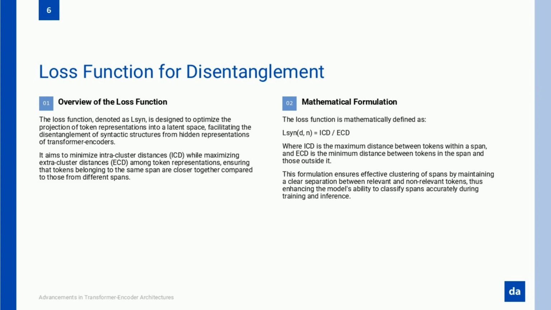At first glance, it's just a formula, but breaking it down reveals the brilliance behind it. ICD stands for intracluster distance, which is the maximum distance between tokens within the same span. The goal here is to minimize it, ensuring that tokens belonging to the same cluster are as close together as possible. ECD, on the other hand, is the extra-cluster distance, the minimum distance between tokens in a span and those outside it. The goal here is the opposite, to maximize it, creating a clear separation between relevant and non-relevant tokens. This balance between pulling tokens together and pushing them apart is what gives SHACT its ability to classify spans so accurately.